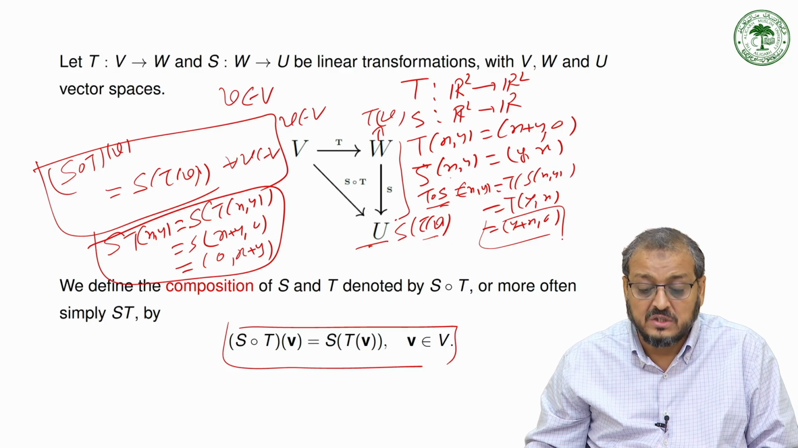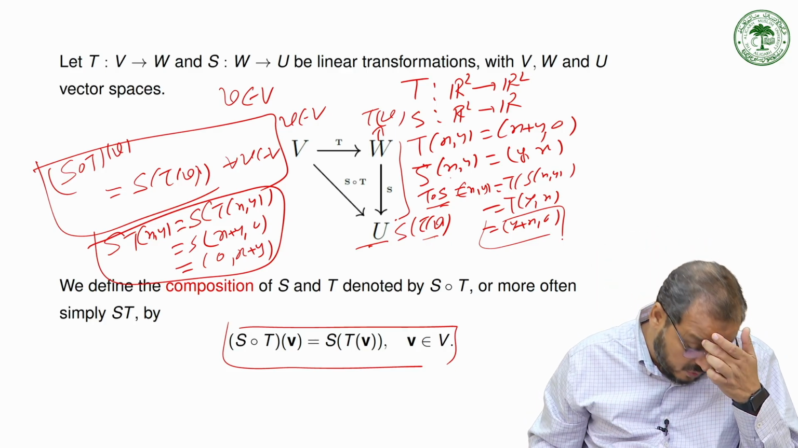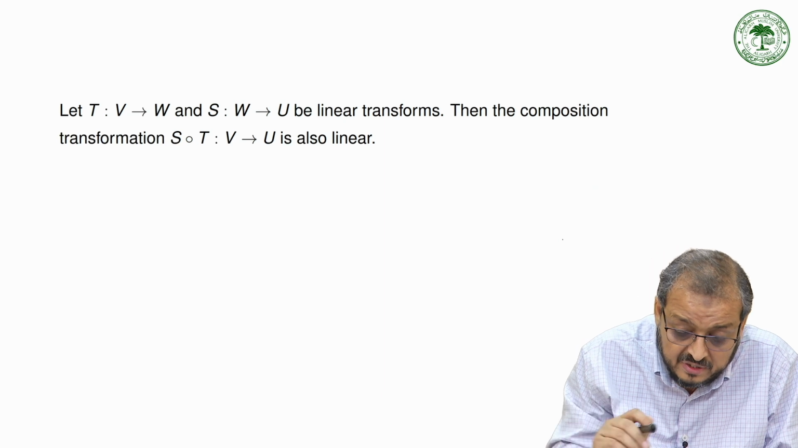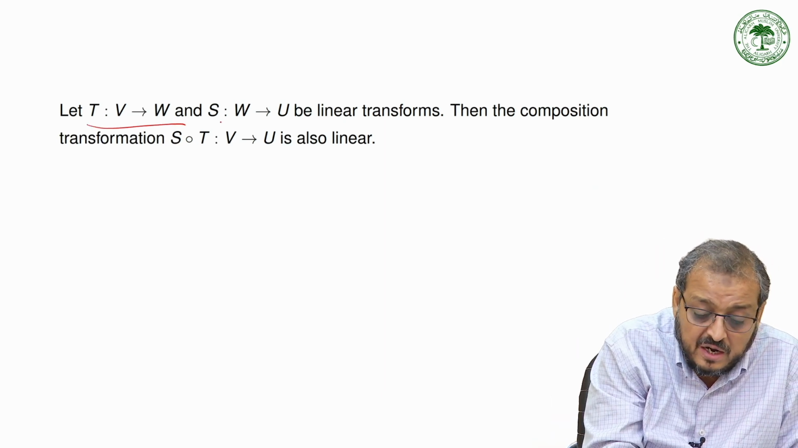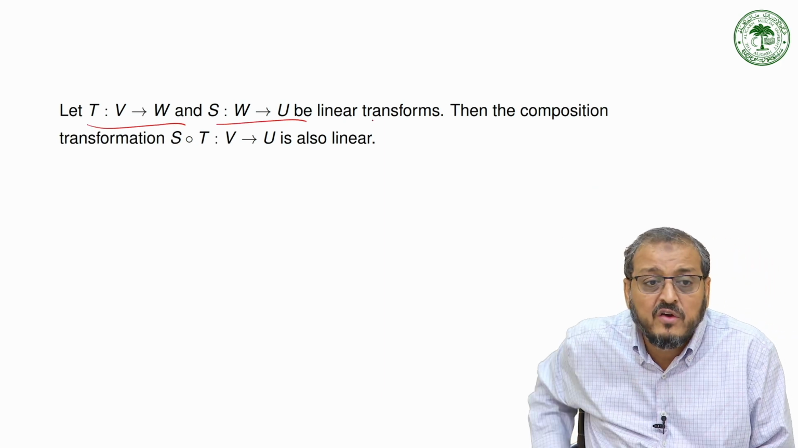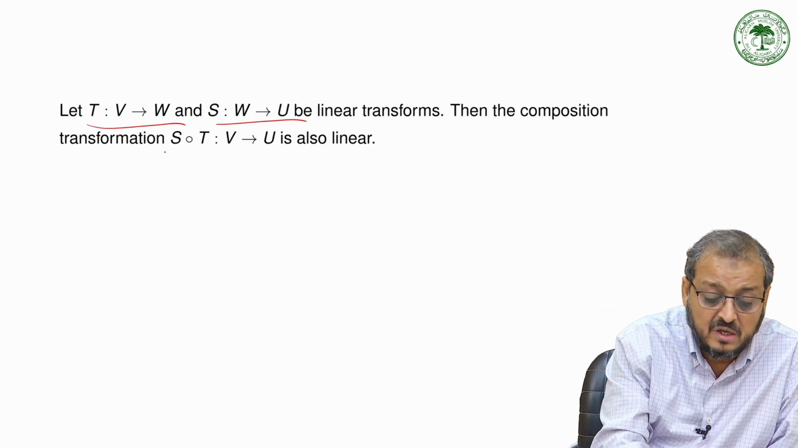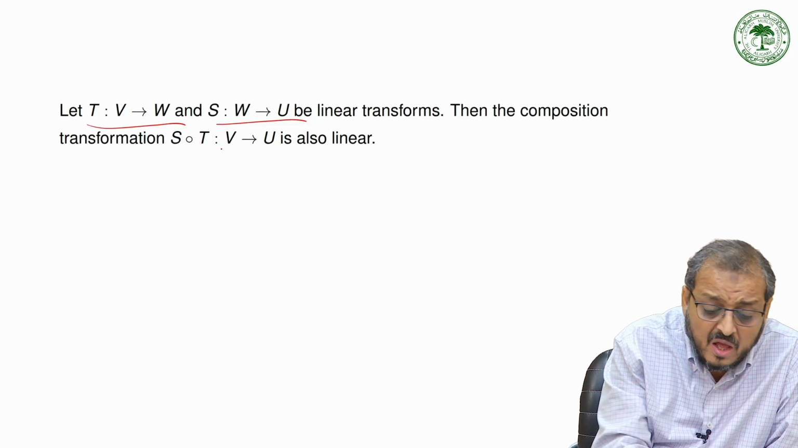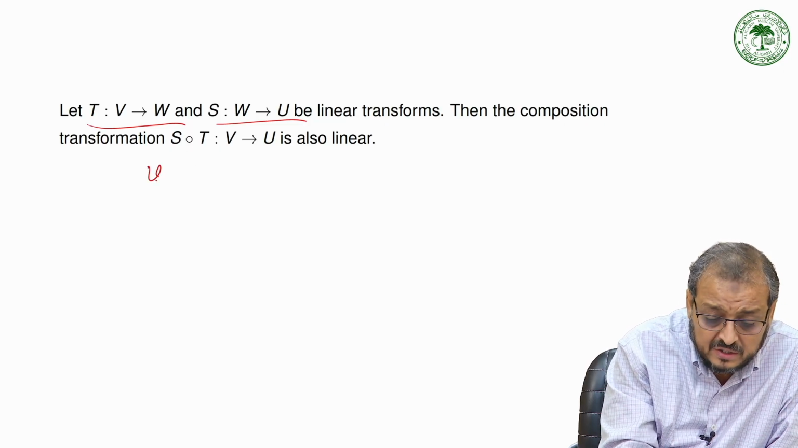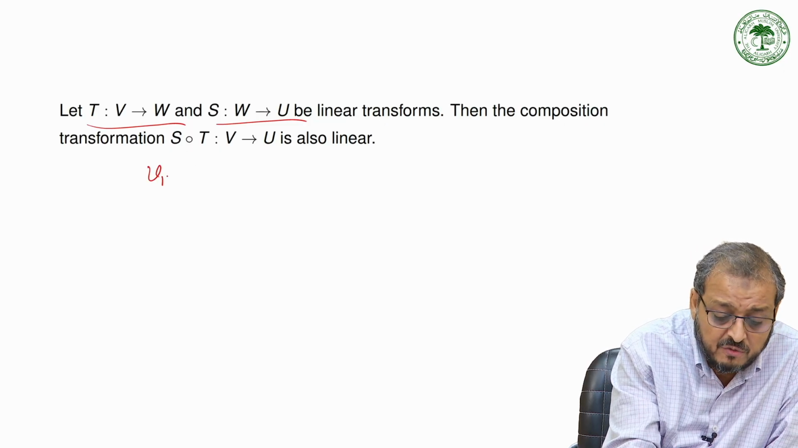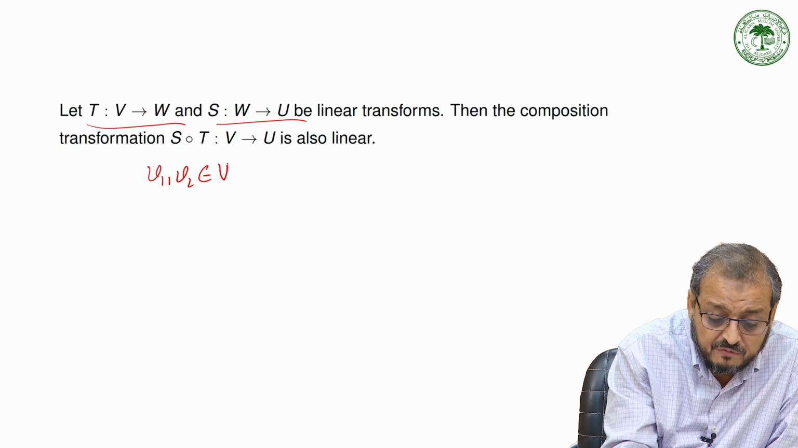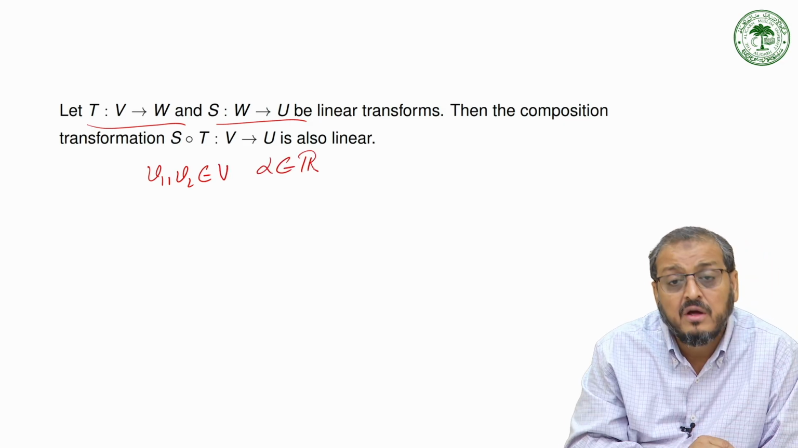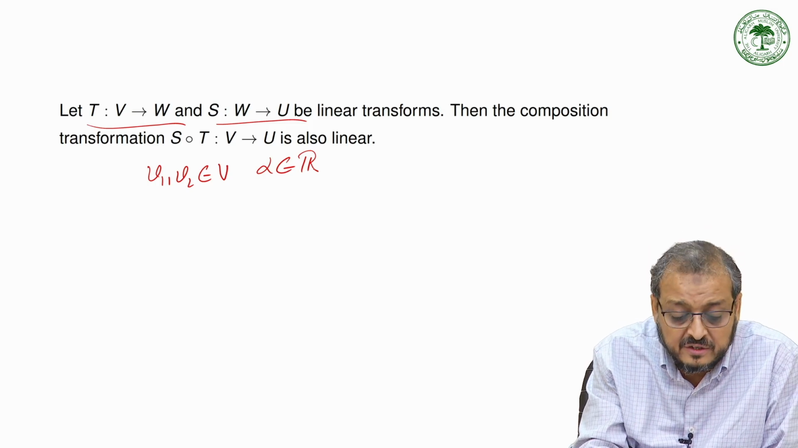Okay, so now we have to show that this composition is a linear map. So we say that S and T are the two linear transformations. Then we have to show that the composition from V to U is also a linear map. So take any arbitrary vectors. We take V1 and V2 as elements of V, and alpha as any element of the scalar field, which is R.